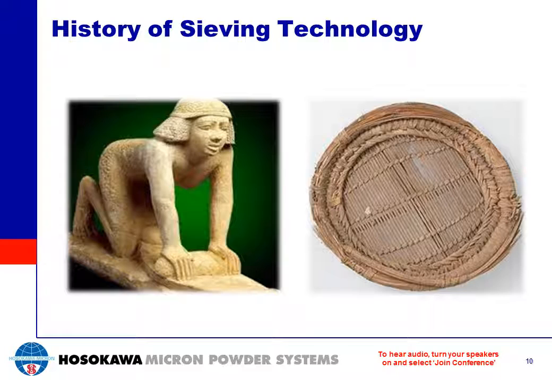Sieving technology has been around since the time of ancient Egyptians. They used a sieving system to measure and distribute grain for the production of bread and beer. It can even be considered the backbone of particle size technology.